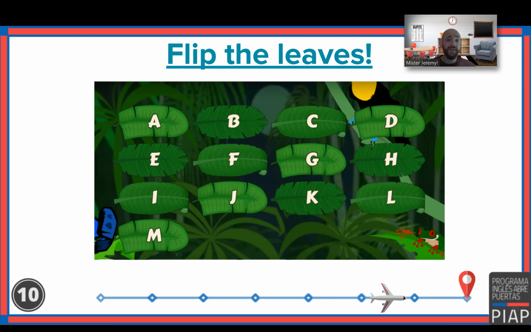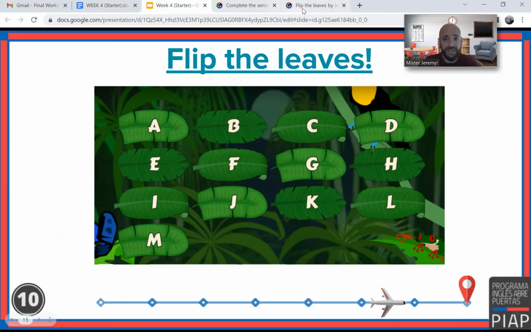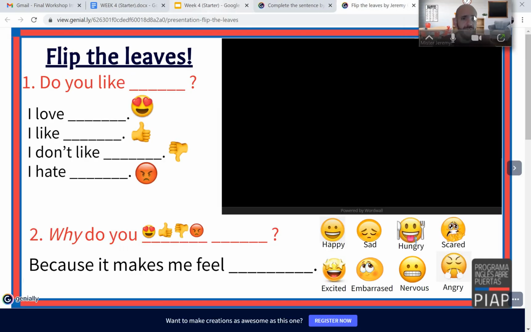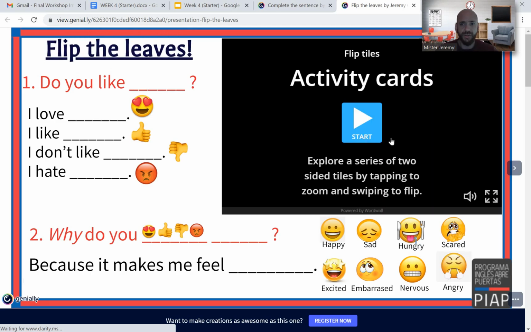Then we get to the final activity, which is flip the leaves. Like I said, this is a good bit similar to what we did last week with the spin the wheel, but a little bit more elaborate, I think. So we're having some issues here with the flip the leaves, so I'm going to reload that really quickly.